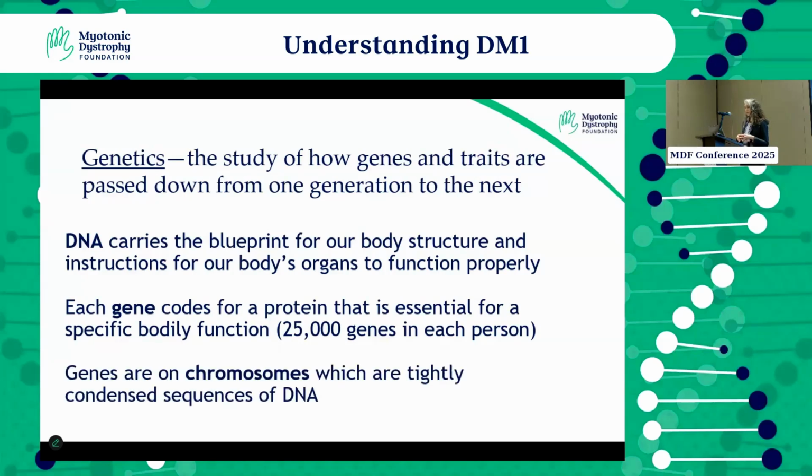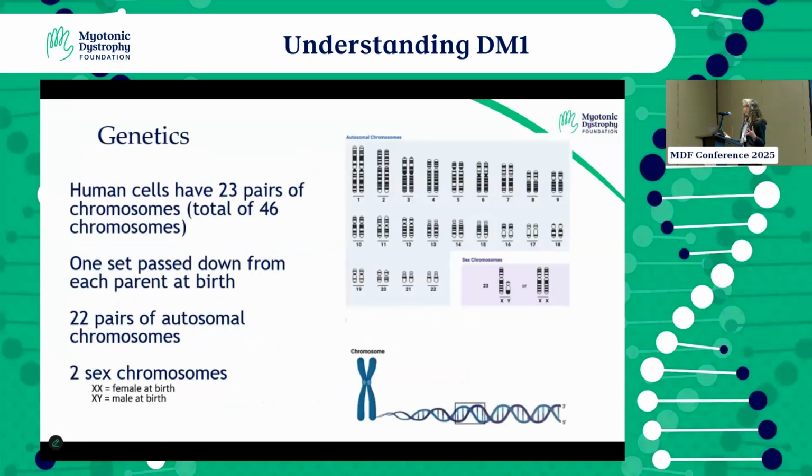The genes are on chromosomes, which are tightly condensed sequences of DNA. So within human cells, there are 23 pairs of chromosomes. So that's a total of 46 chromosomes. There's one set that's passed down from each parent. So if we look at this photo here, this is having all of the chromosomes laid out flat. There's 23 pairs of autosomal chromosomes, and those each have their own number up there. And then there's 2 sex chromosomes. And if someone has an XX of the sex chromosomes, they are female at birth. And if it's XY, they are male at birth.